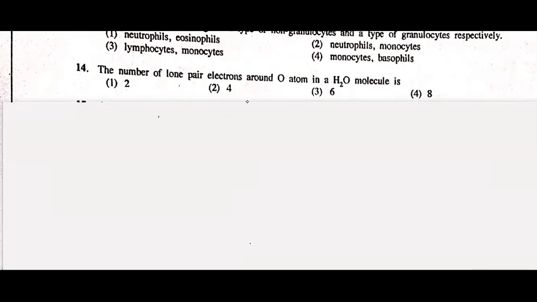Sir, in the previous question I found an easy way to identify non-granulocytes and granulocytes. In granulocytes, all those cells end with the suffix "phil," and non-granulocytes end with "cytes." Yes, correct, that's how you can easily identify them. Non-granulocytes end in "cytes," granulocytes end in "phils," like neutrophil. Then question number 14.